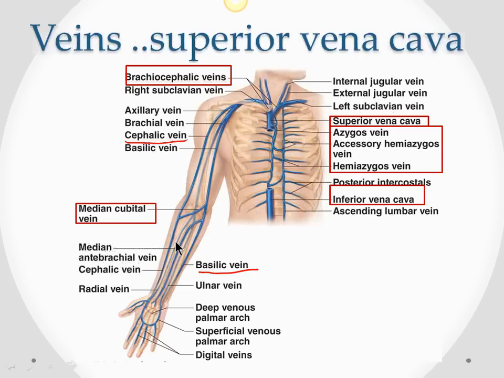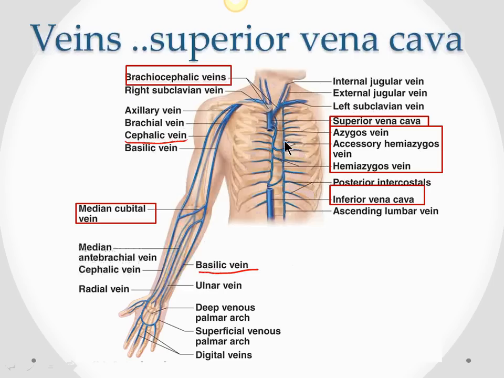So the deeper veins are the radial and ulnar. They join and then they form the brachial vein, which will become the axillary vein. And the axillary continues as the subclavian. The subclavian joins the internal jugular and forms brachiocephalic on either side. Brachiocephalics join to form the superior vena cava, which opens into the right atrium. So you can see how blood from the upper limb and blood from the head and neck have gone into the superior vena cava. Now here in the thoracic region, remember we said there was a little difference.